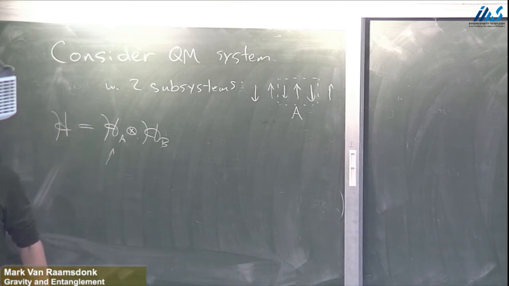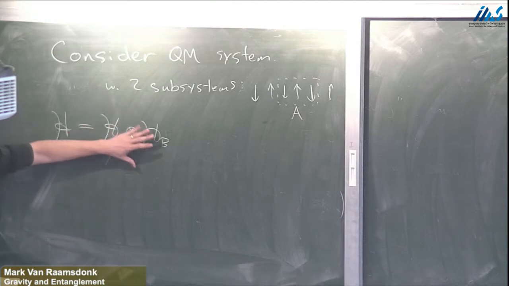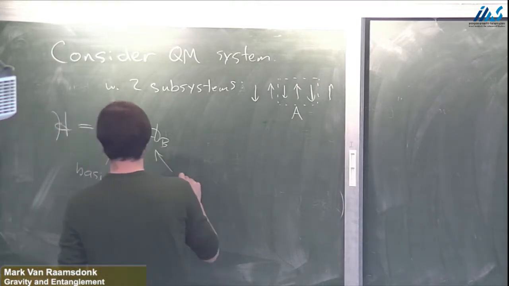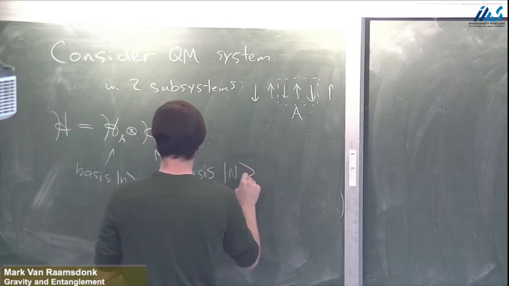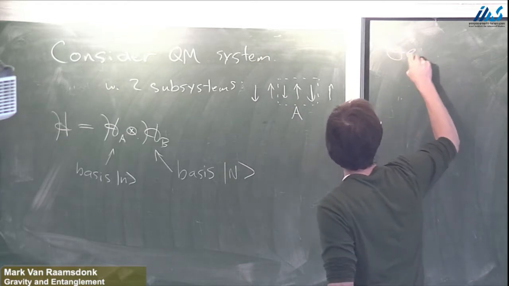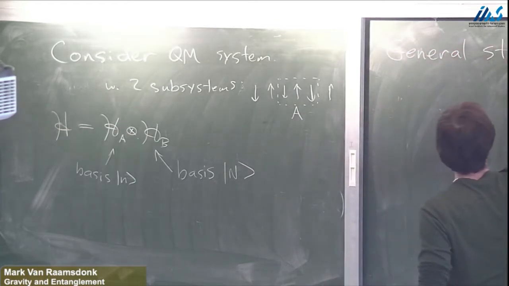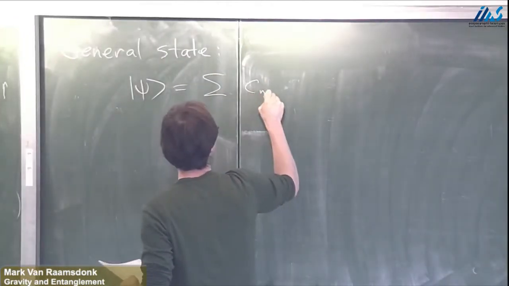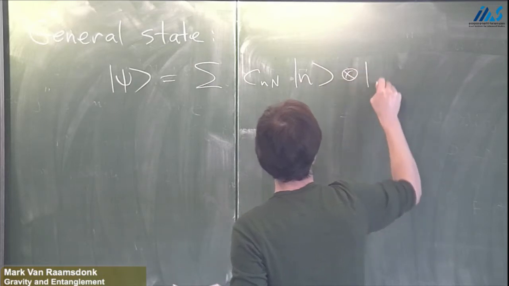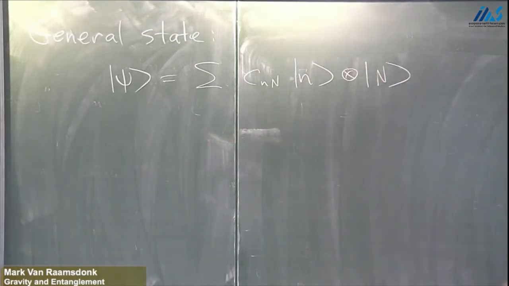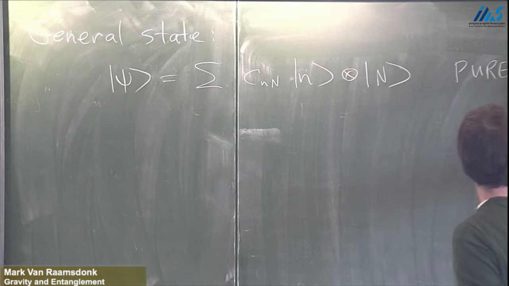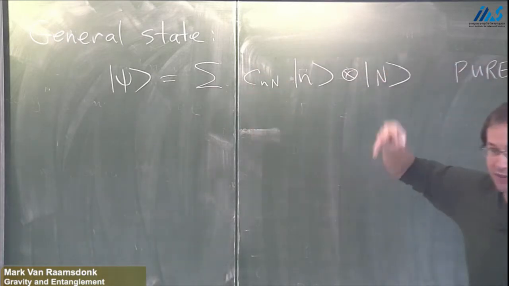Okay. So to be concrete, sometimes I'll work with a basis of states for these Hilbert spaces. So let's call this basis |m⟩, and I'll call this basis |n⟩. And then we can write a general state of the system as a quantum superposition of the basis elements in this tensor product basis. And here I'm talking about a pure state, or the standard states, the vectors in the Hilbert space.